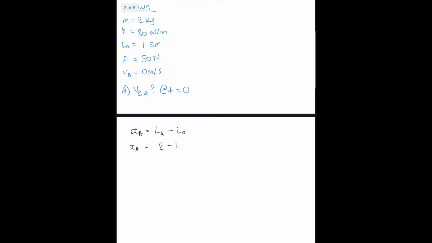So from our last problem, we know that to find XA, we have to find the stretched length at A minus the unstretched length. Since we know both here, it's 2 meters, we know that XA is going to be 0.5 meters.